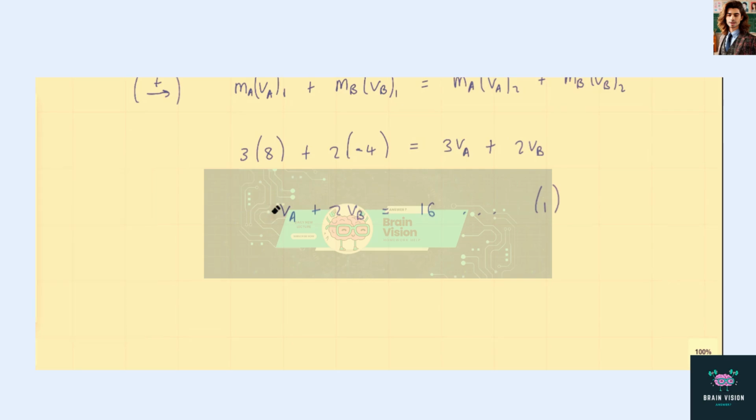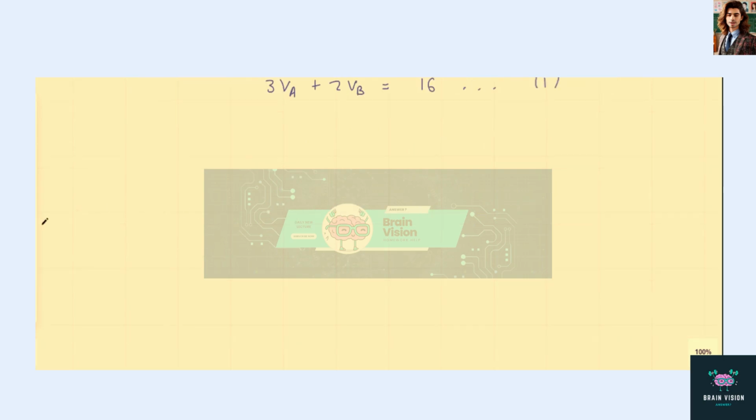So we have a single equation with the two unknown final velocities. But we also have the coefficient of restitution that we can work with. So essentially we need to set up another equation in order to solve for these final velocities.